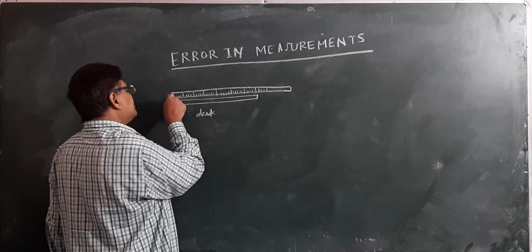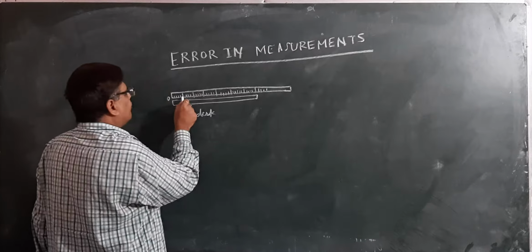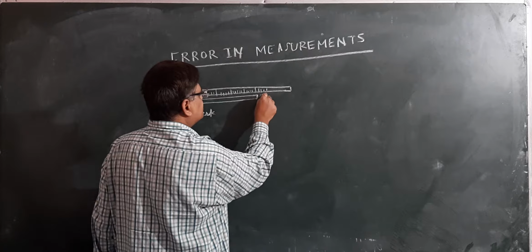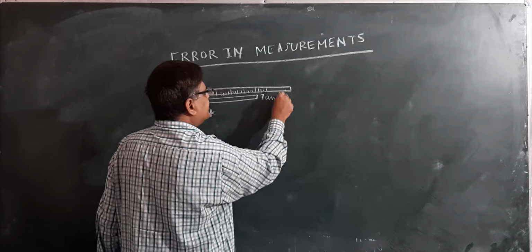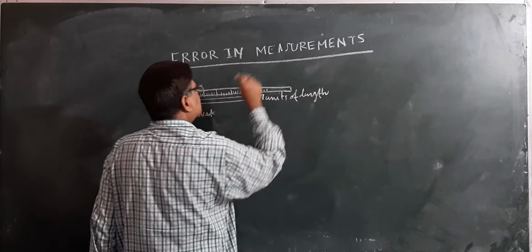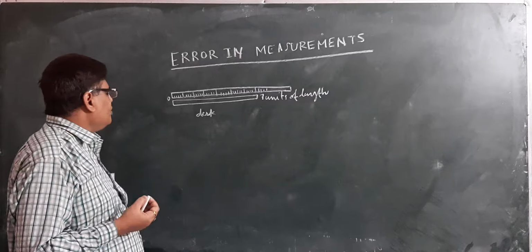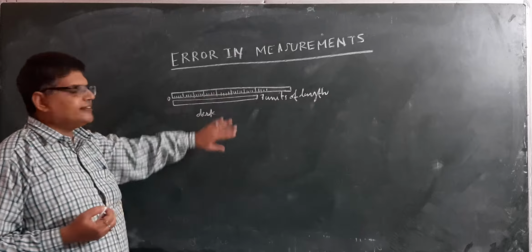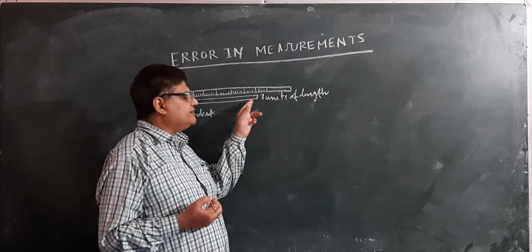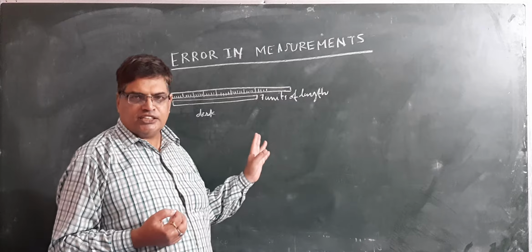So, initial reading should here be 0. And suppose what is the final reading here? 1, 2, 3, 4, 5, 6, 7. Suppose it is 7 units of length. Say it is 7 feet. It can be 7 feet. So we have measured using a scale. But actually there will be a difference between the true value and the measured value of this measurement. This difference is called error.